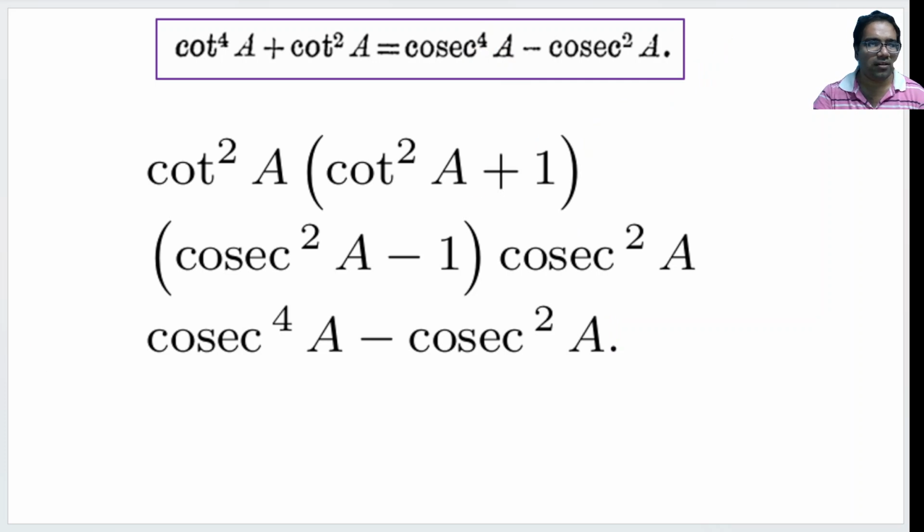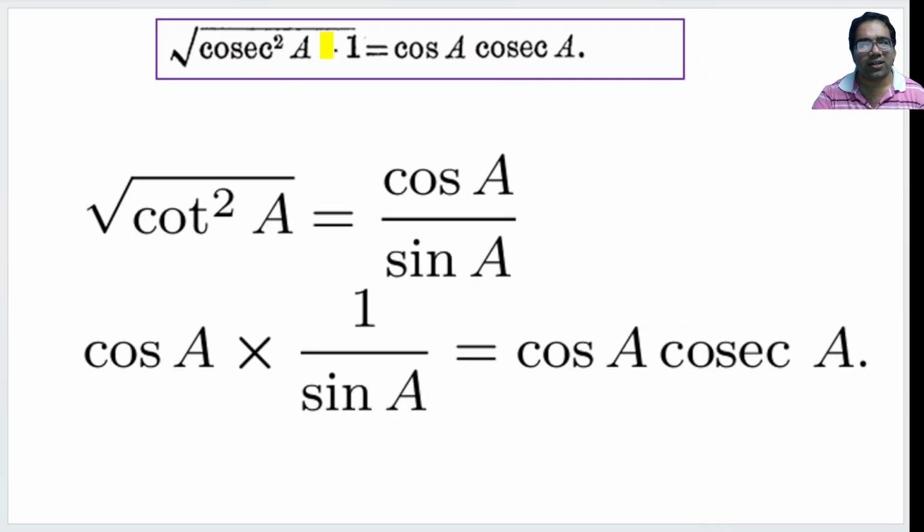Very basic. Now, we have to convert root of cosecant square a minus 1 into cos a cosecant a. Very basic. We know cosecant square a minus 1 is cot square a. Right? So this becomes under root cot square a, which means under root cot square is cot a. Cot a is cos a by sin a. But cos a is already there. I want to write it in cosecant a. 1 by sin a is cosecant a. So it becomes cos a into cosecant a. Right?